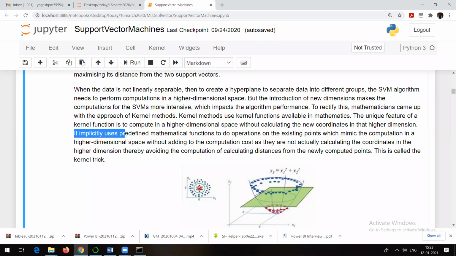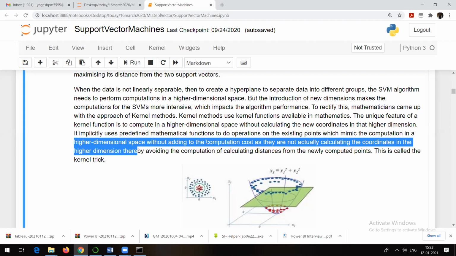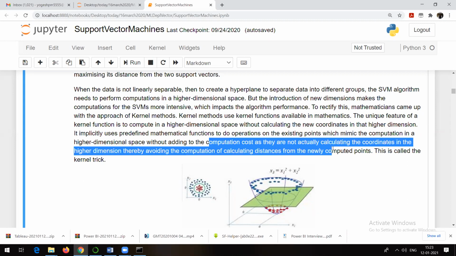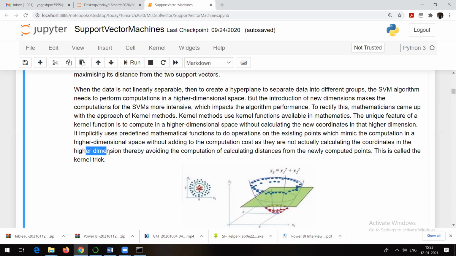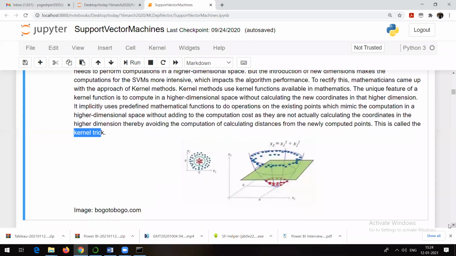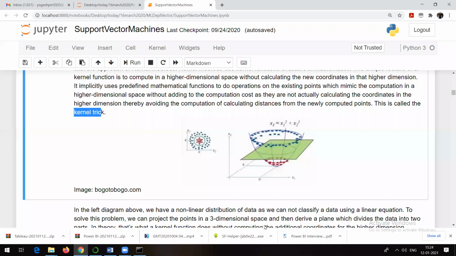So it implicitly uses predefined mathematical functions like RBF to do operations on existing points, which mimic the computation in higher dimensional space without adding computation cost, as they are not actually calculating the coordinates in the higher dimension, thereby avoiding computation of calculating the distances from newly computed points. This is called the kernel trick. As I told you, what is the kernel trick? Kernel trick is going to accept the input in original space and then it is going to convert it into feature space. So whatever I talked about, the pictorial representation of the same thing is shown.